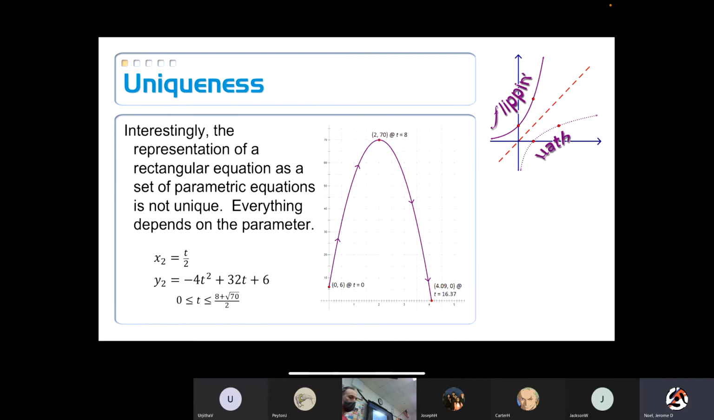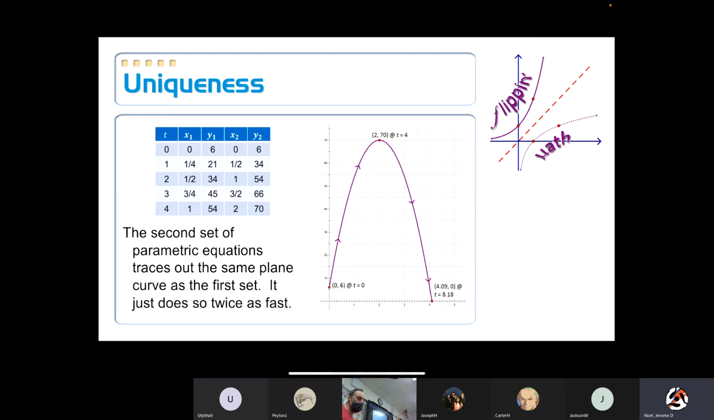For a regular rectangular equation, there is a unique representation. In parametric equations, you can define it in an infinite number of ways. It just depends on how you want to select your parameter. All right, so this one was the second one.